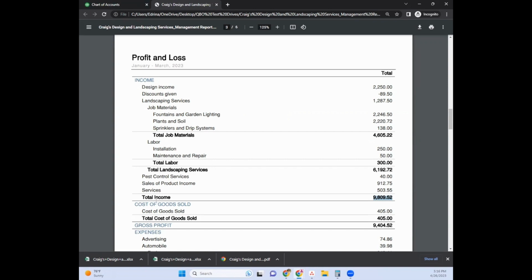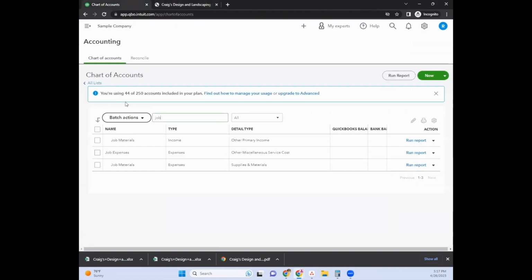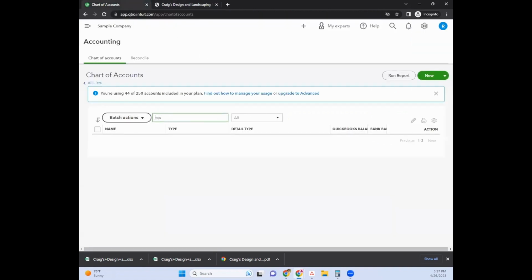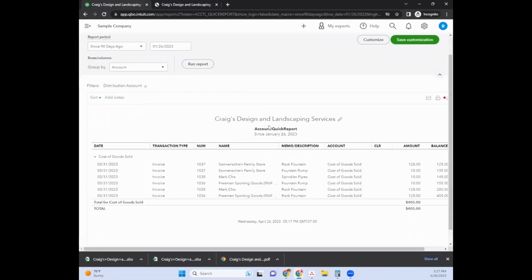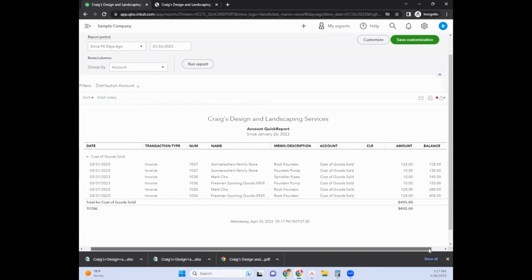Now there is a cost of goods sold. So we reduce income by the cost of goods sold account. So that's $405. Now, if you go to the chart of accounts and you take a look at the cost of goods sold, you'll be able to see what transactions roll up into that $405.